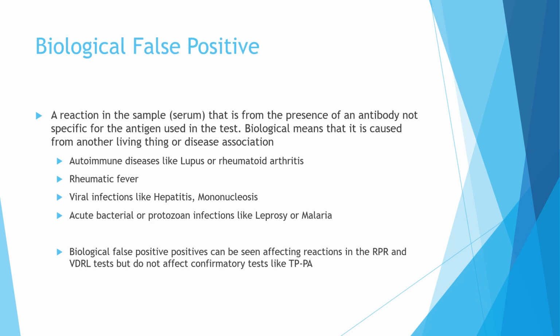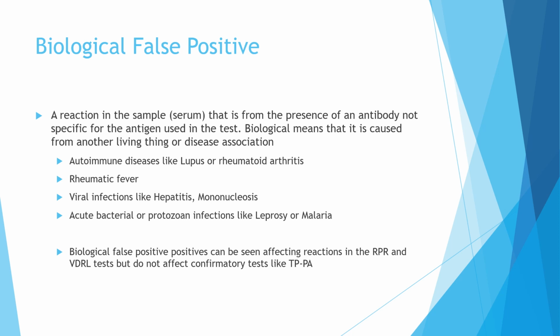In a biological false positive, you can actually get a positive on the RPR or a VDRL even if it isn't Treponema pallidum causing the reaction. This is a reaction with serum from the presence of an antibody not specific to the antigen used in the test. Biological means that it's caused from another living thing or disease association.